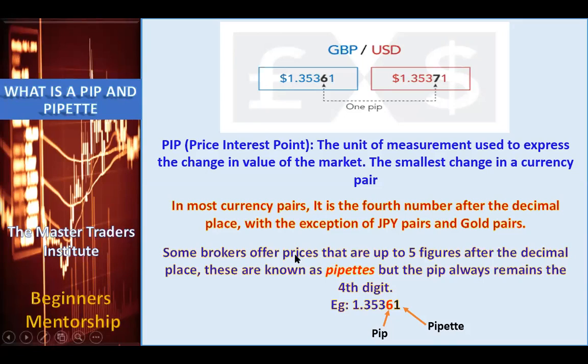So like I said, some brokers offer prices that are up to 5 figures after the decimal place. These are known as pipettes, but the pip always remains the fourth digit. So for example, like I gave you, if you have 1.3536, the 6 here, which is the fourth number after the decimal place, is the pip. And the 1 here, which is the fifth number after the decimal place, is the pipette.